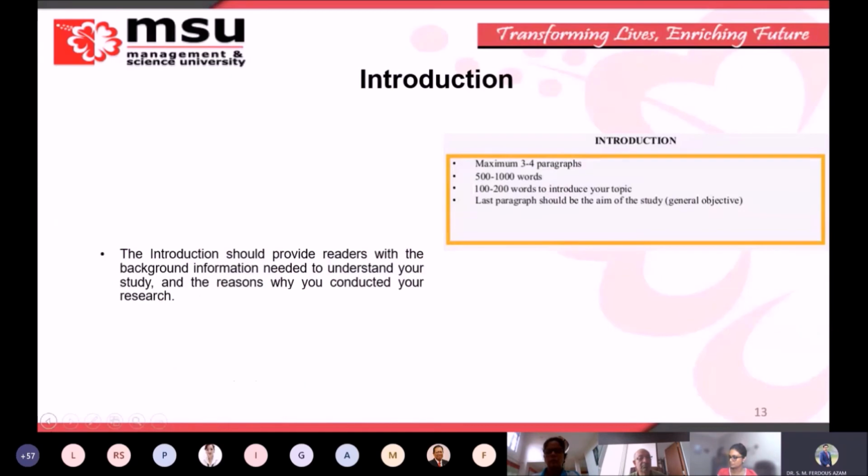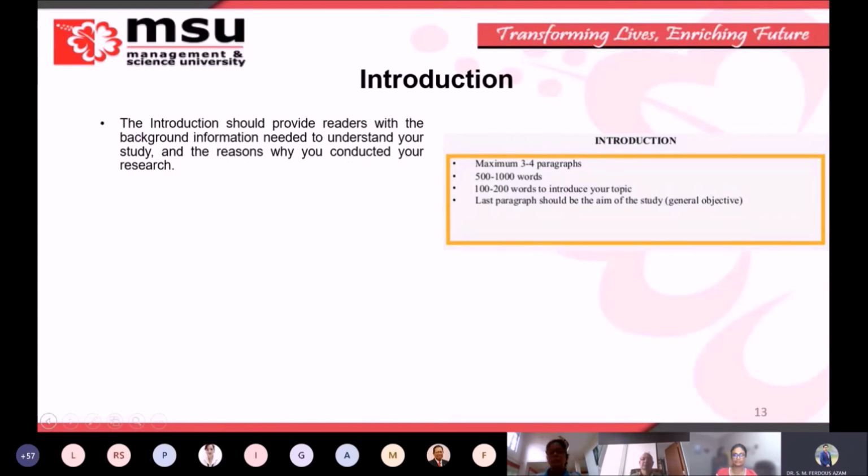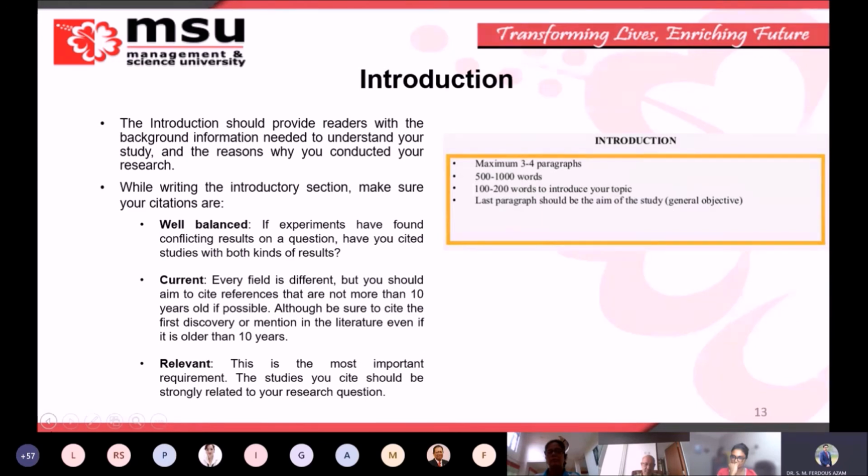Now introduction, take a look at this. Introduction: maximum 3 to 4 paragraphs and not more than 1,000 words. Make sure that within 100 to 200 words you introduce the topic, the first one, followed by the problem statement. After that, the last paragraph should be the aim of the study, the general objective. And you can ask yourself whether it is well balanced, whether it is current, and whether it is relevant. So that's how we can write a good introduction section.